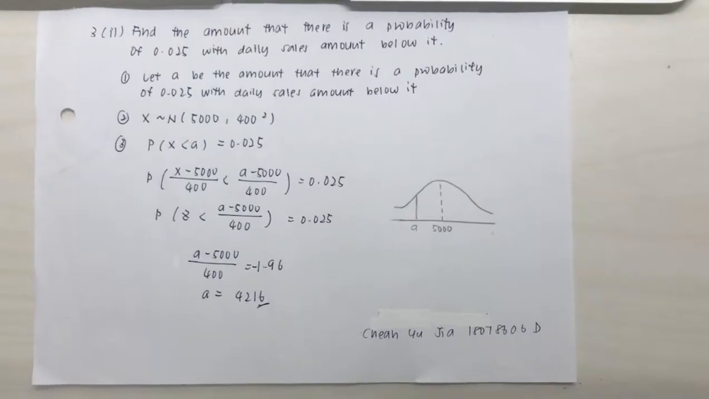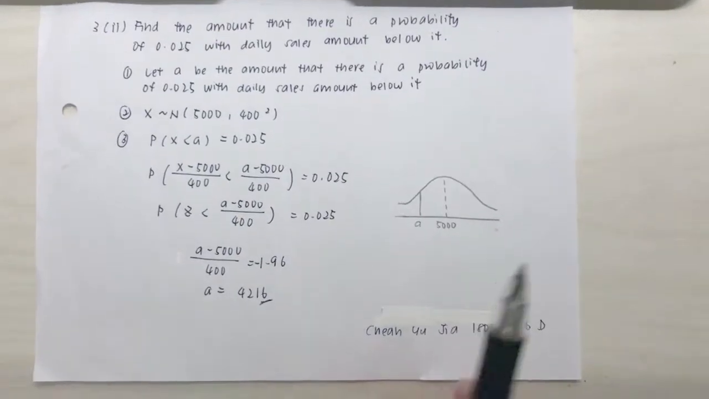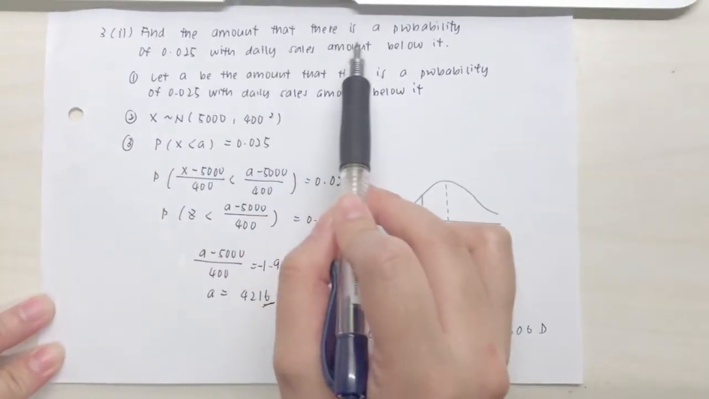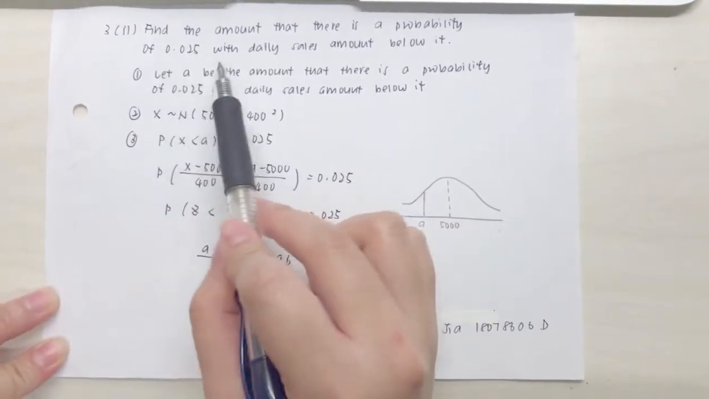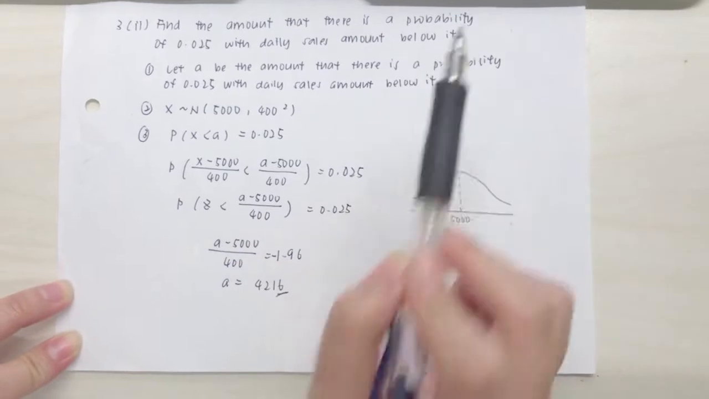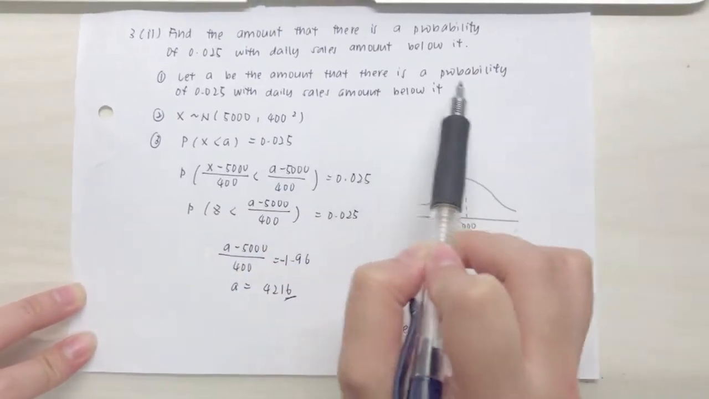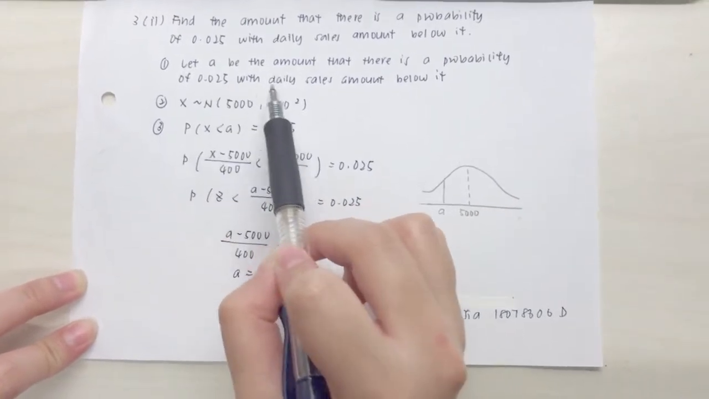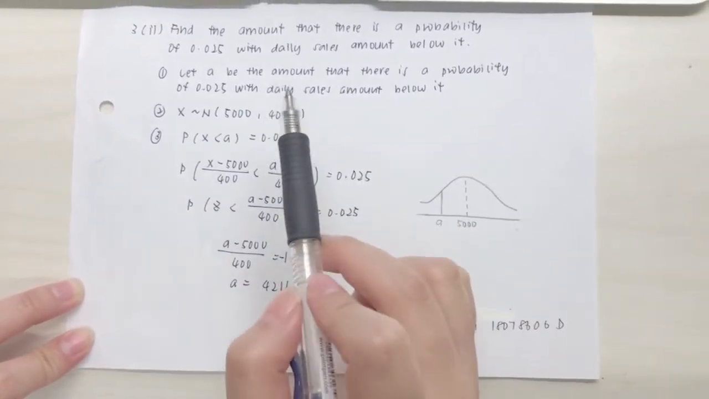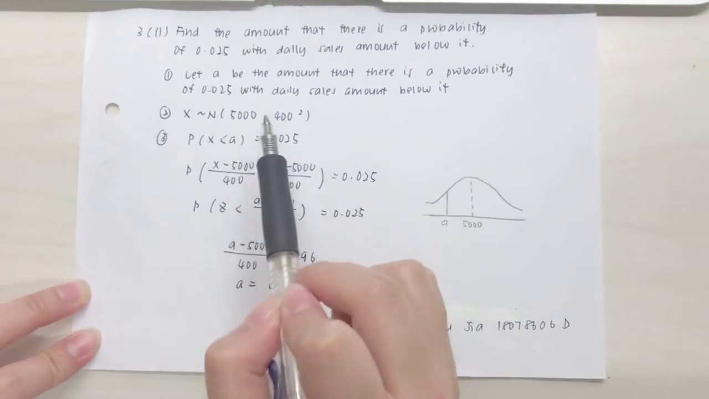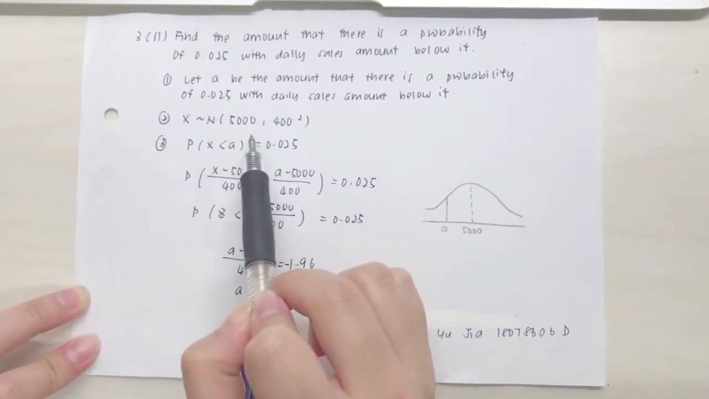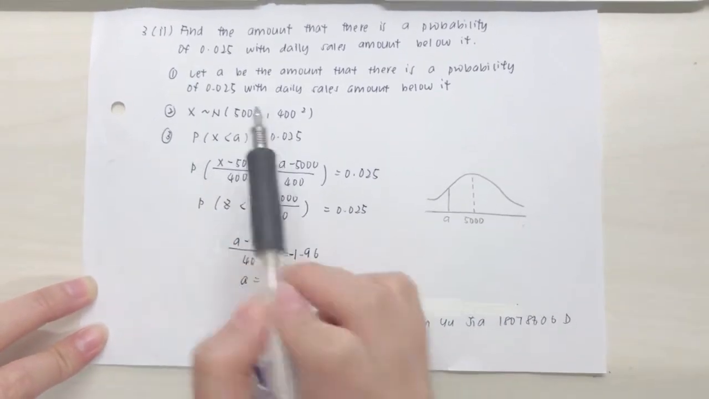Hi, my name is Yuja, so I'm going to solve the second question. Find the amount such that the probability of daily sales amount below it is 0.025. First, let A be that amount. The mean is 5,000 and the standard deviation is 400, so we get this step.